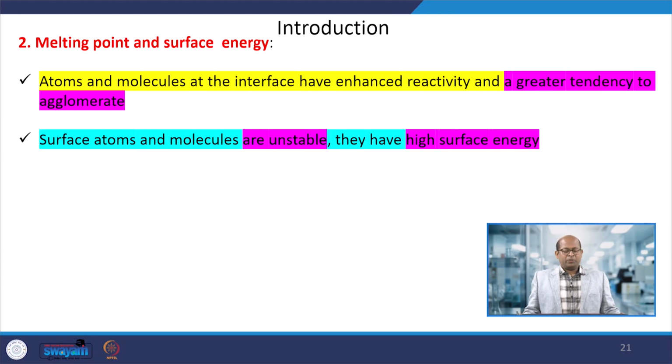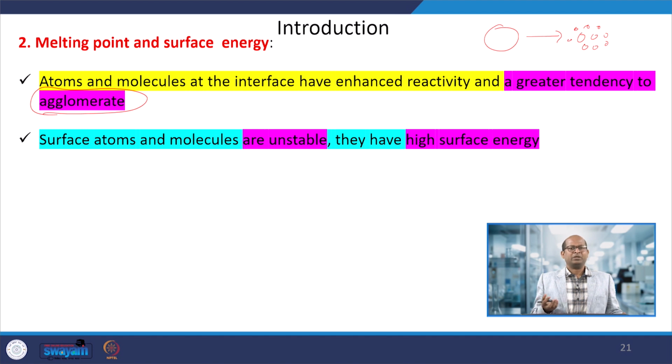So atoms and molecules present at the interface enhance the reactivity. Also, there is a tendency to agglomerate. When we convert bulk material into nano, a large number of atoms will be present over the surface of the nanomaterial, so the surface energy would be extremely high. So there is a tendency for nanomaterials to agglomerate. Those surface atoms and molecules in nano form have high surface area and high surface energy at the same time.